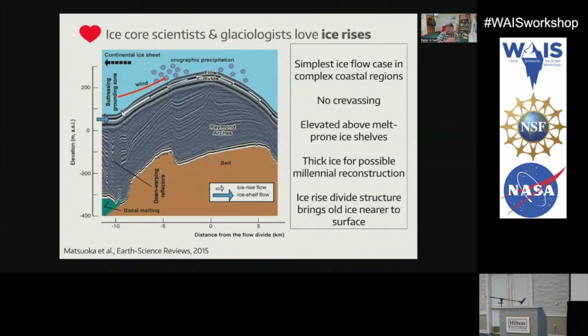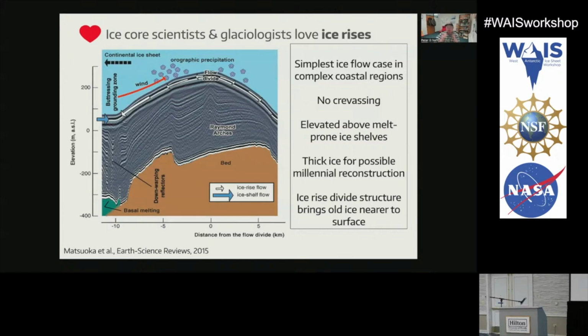From a climate perspective and a past ice flow perspective, they have relatively simple layering that we need for interpreting stratigraphy with depth. They have limited crevasses for safety of operation. They're elevated above the ice shelves. They get warmer and melt in the summertime. They have thick ice, so you can potentially reconstruct back thousands of years if you can drill to bedrock.